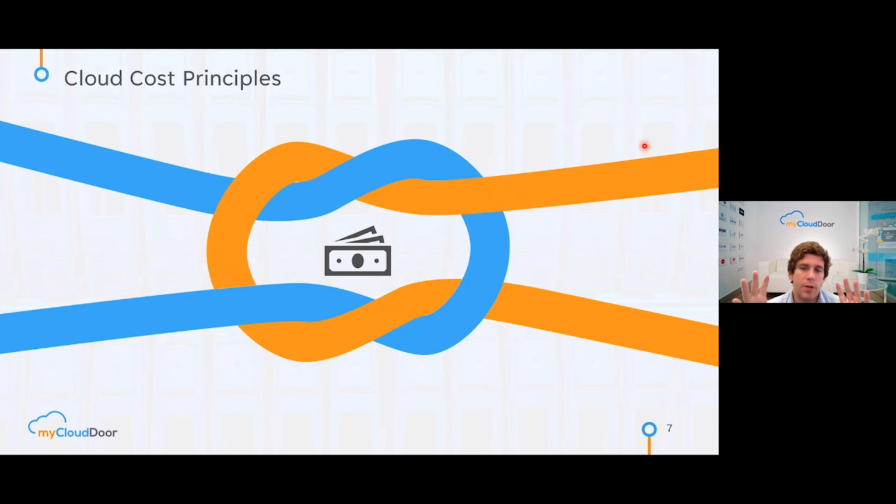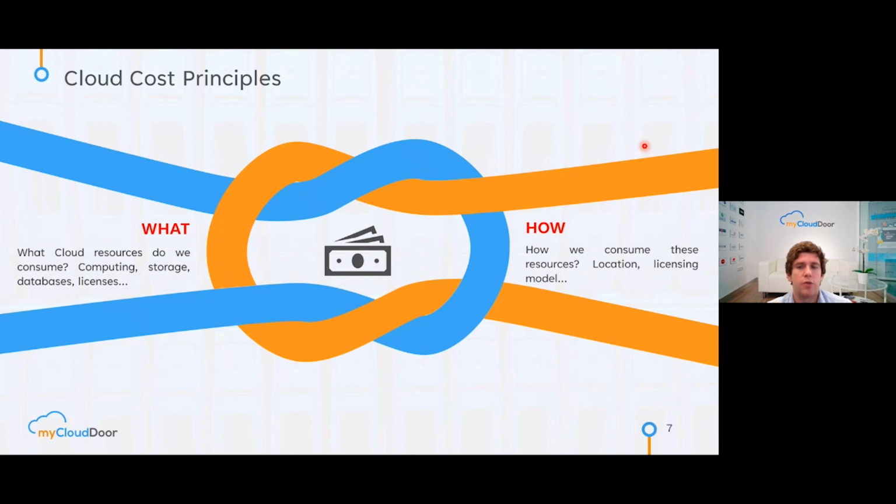So at the end, if we want to make two groups about how the cost works, and then see how we are able to optimize each of those parts, we can consider what we are consuming: the type of resources, the size, the licensing, etc., and then how we are doing it: the location and the licensing model. We are going to play with those two big parts, the what and the how.